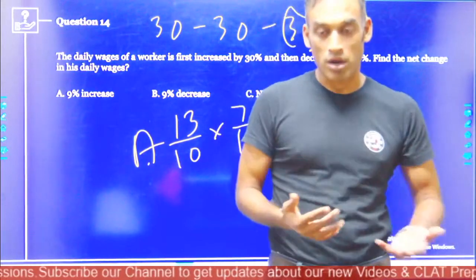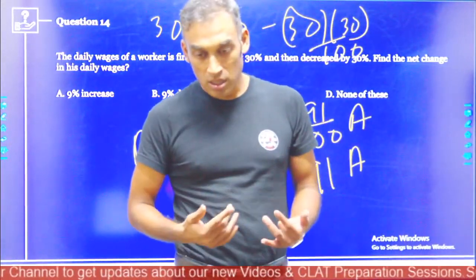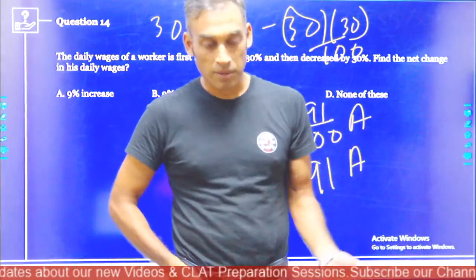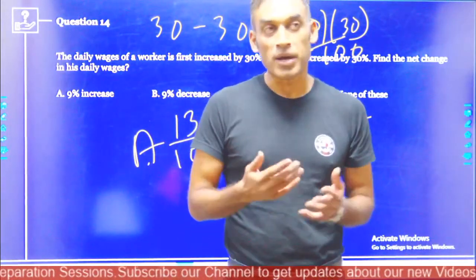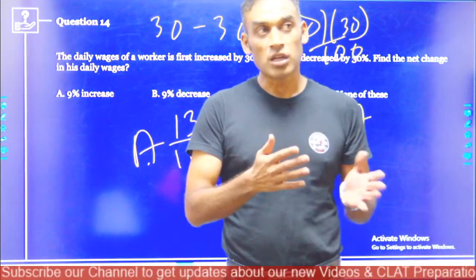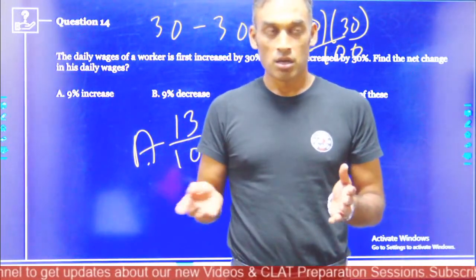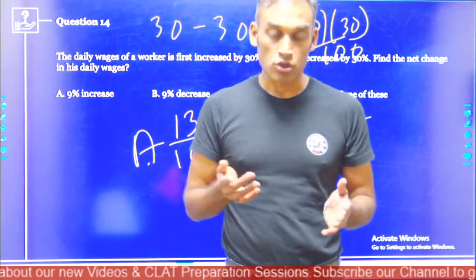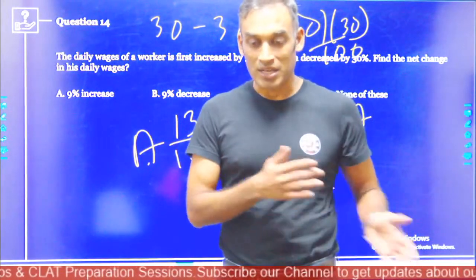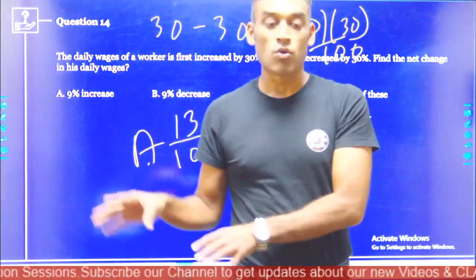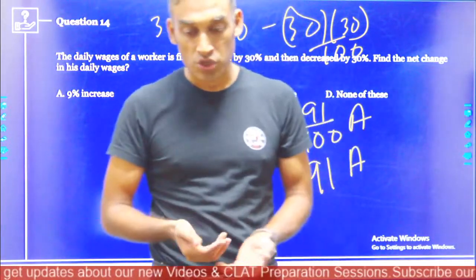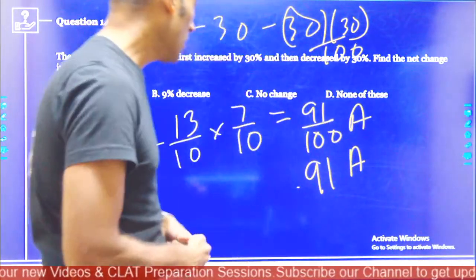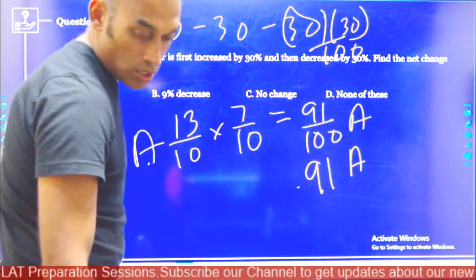Suppose I'm on 100 rupees. 100 rupees becomes 130, right? It increases to 130. And then 130 drops by 30%. So 30% of 130, 13 threes is 39. So 130 minus 39 makes it 91. So 100 से 91 हो गया तो 9% का drop है. So you can also do this question like that. The answer will be 9% decrease. Okay?